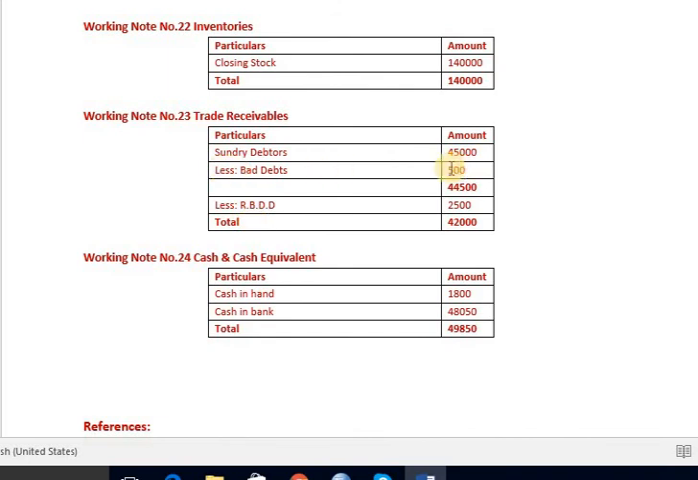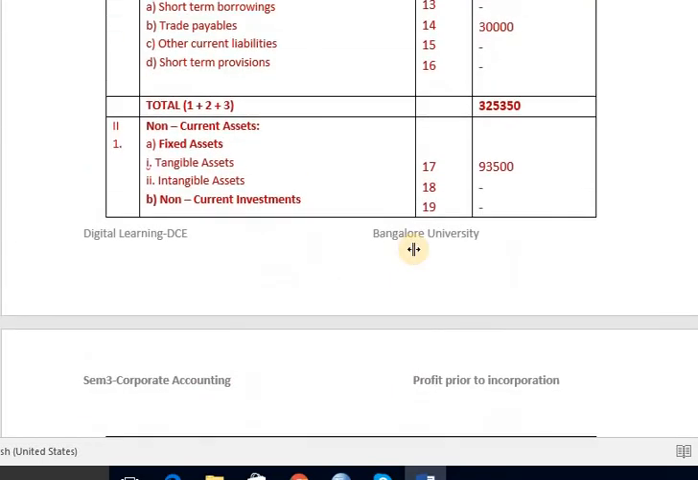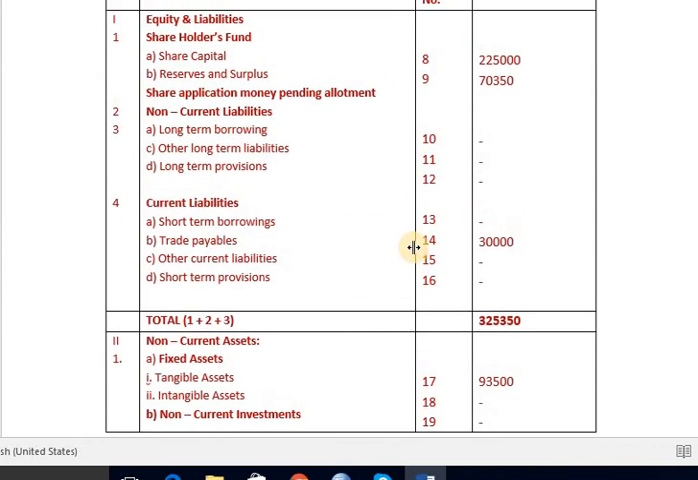Inventories: we have closing stock 1,40,000. Trade receivables: sundry debtors 45,000, less bad debts 500, balance 44,500, less RBTD 2,500, balance 42,000. And finally, under cash and cash equivalents, we have cash in hand 1,800 and cash at bank 48,050. Total comes to 49,850.